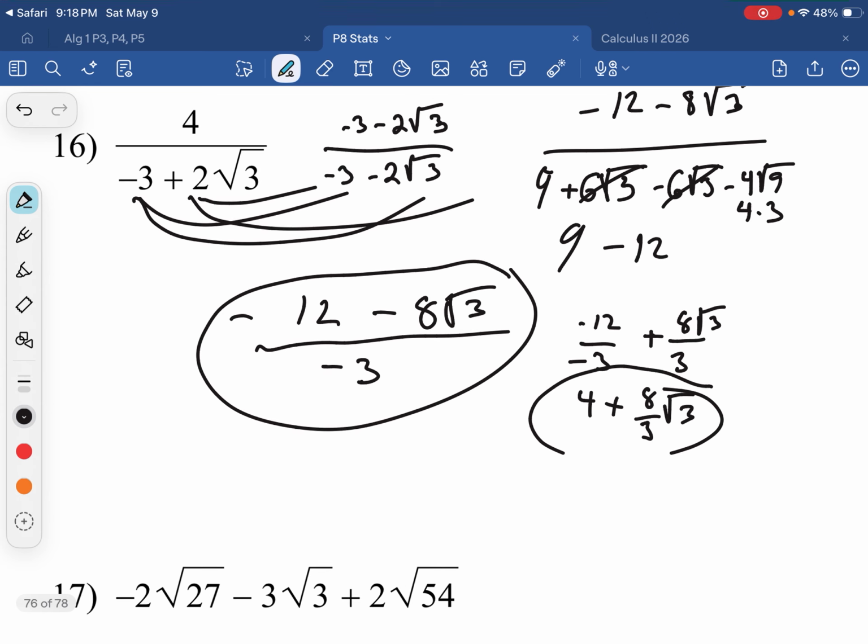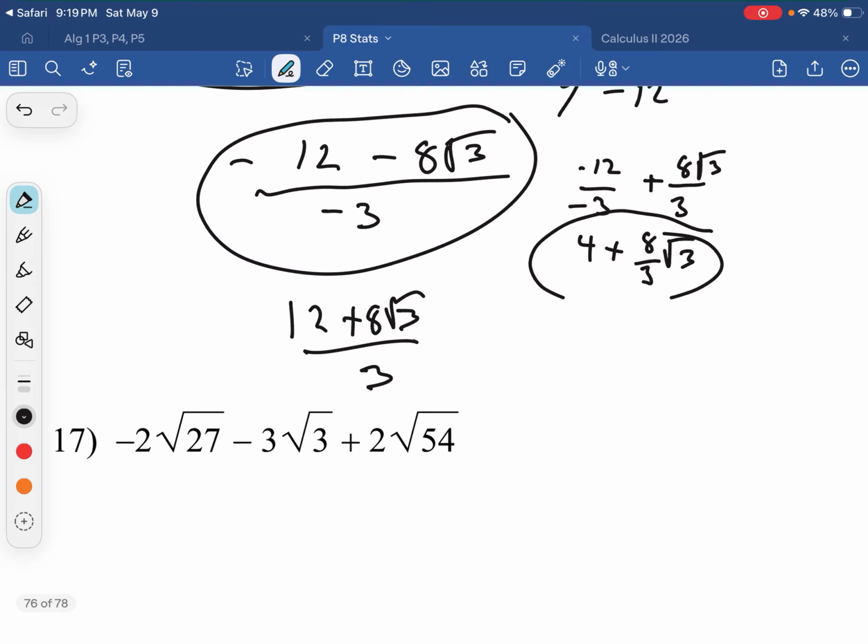The other thing you might want to do is factor out the negative and just make it 12 plus 8 square root 3 over 3. All right, in number 17, I can add up my radicals if they're like radicals.